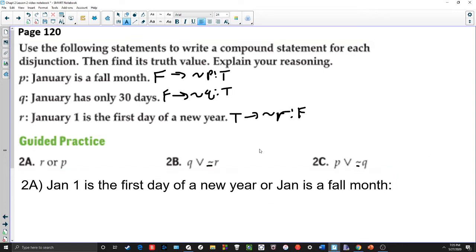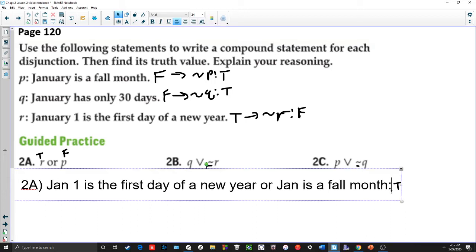So we need to figure out, is this true or false? Well, we know that R is true, and we know that P is false, because again, these are not negations, these are the original statements. So if R is true and P is false, that means the disjunction is going to be true. Because all a disjunction needs to be true is to have one true piece in it for the entire thing to be considered true, which is what the R does. Let's do 2B here.